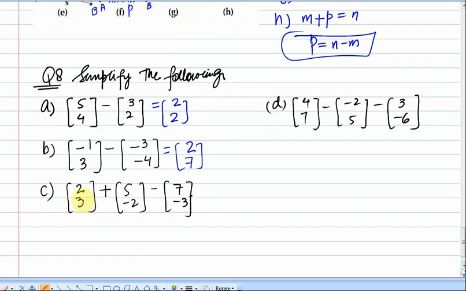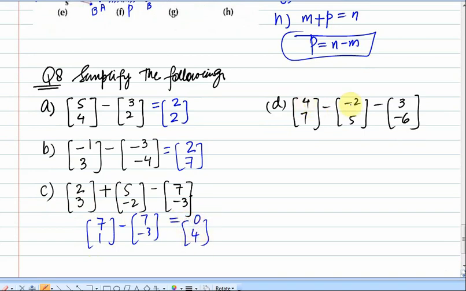For part C, first I will solve these two. 2 plus 5, it's 7. 3 minus 2, it's 1, minus 7, and minus 3. 7 minus 7, it's 0. 1 plus 3, it's 4.